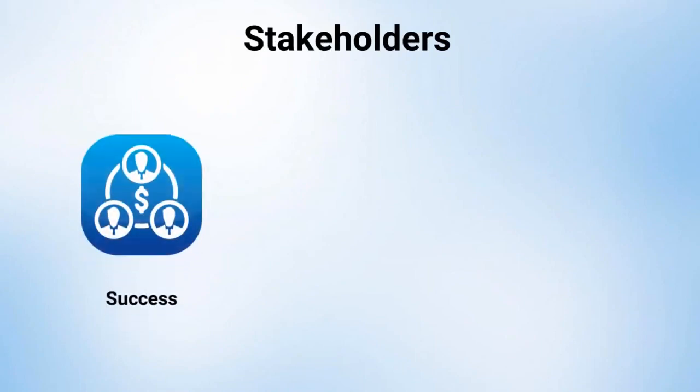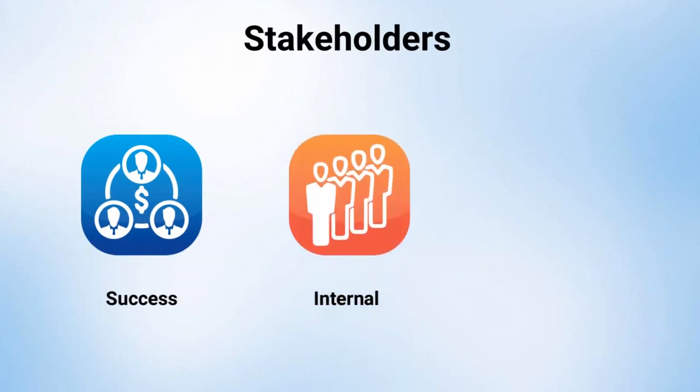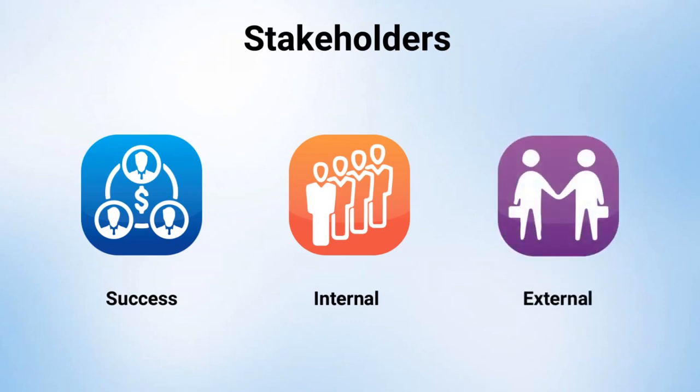Stakeholders are not members of the Scrum team, but are interested in the success of the project. There are internal stakeholders such as company managers, executives, or other Scrum teams that rely on the work of the Scrum team. There are also stakeholders that are external to the organization, such as customers, partners, and investors.